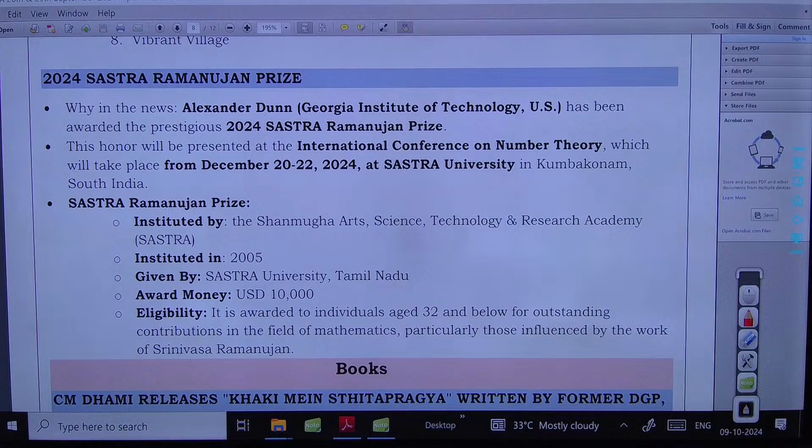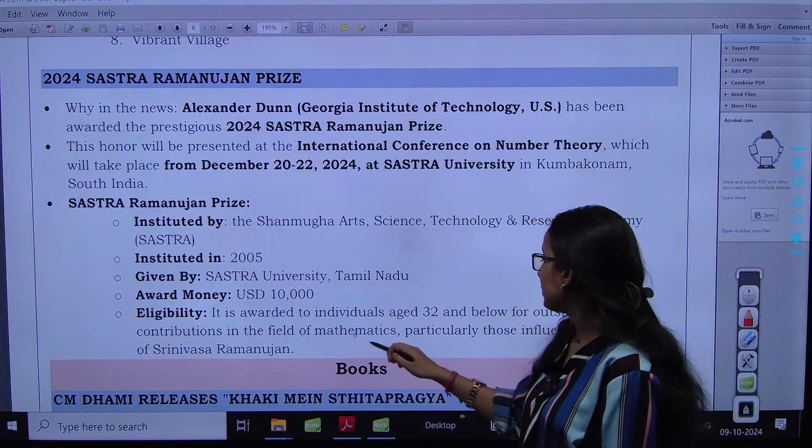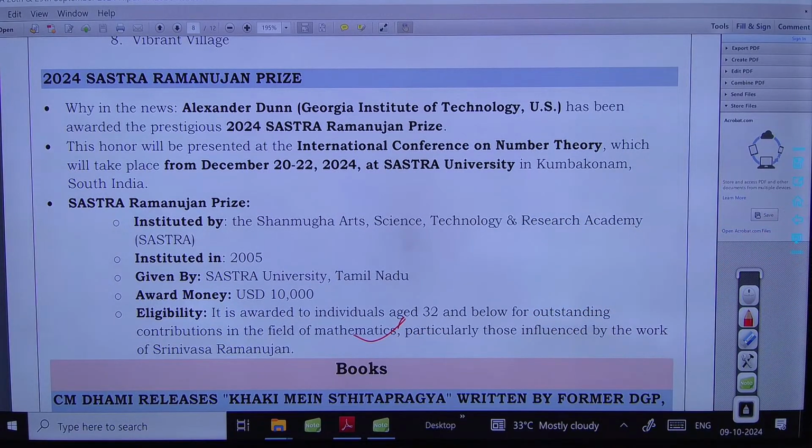Next, let's see. Next you have is 2024 Shastra Ramanujan Prize. So Alexander Dunn, which is from Georgia Institute of Technology, US based, has been awarded the prestigious 2024 Shastra Ramanujan Prize. This prize is provided for contribution in field of mathematics. You know this famous name, right? Mathematics. And so this has been provided to Alexander Dunn from Georgia University of Technology, US. Remember.